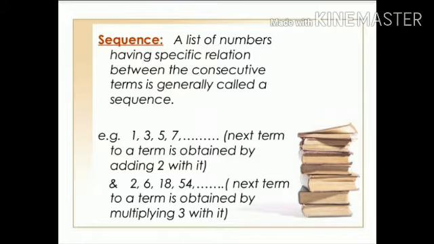First one is 1, 3, 5, 7. Dear students, what do you observe here? We are adding one fixed number. Here, when we add 2 with 1, we get 3. Adding 2 with 3, we get 5. Adding 2 with 5, we get 7.